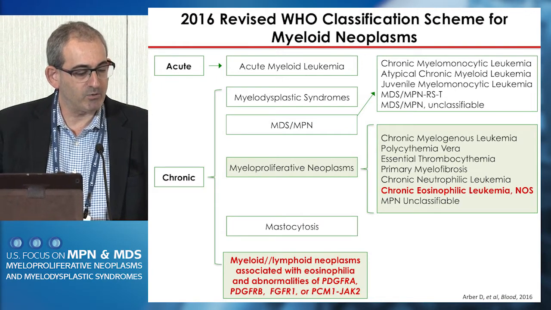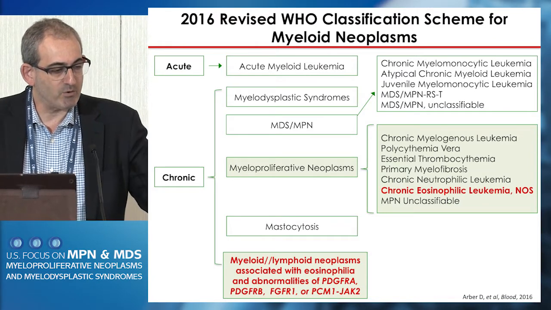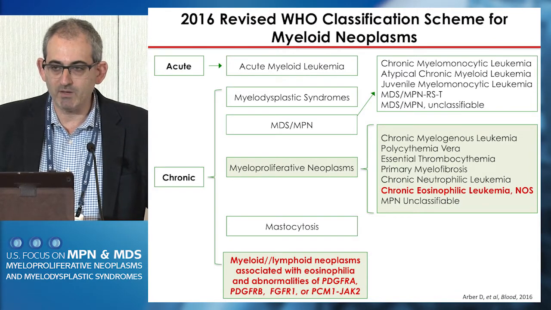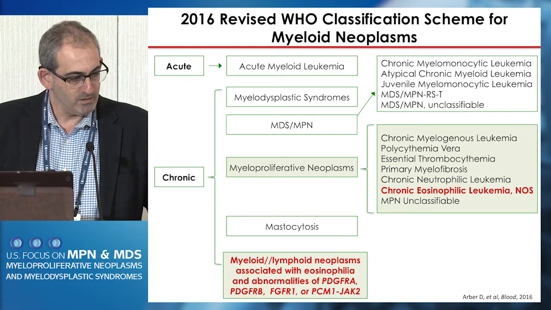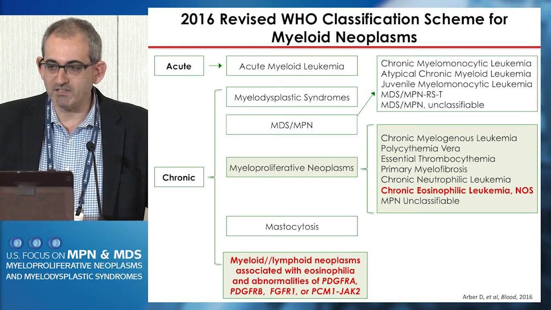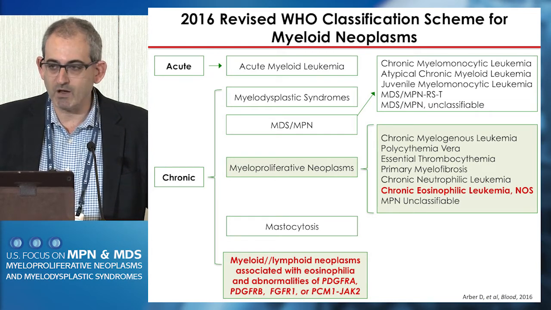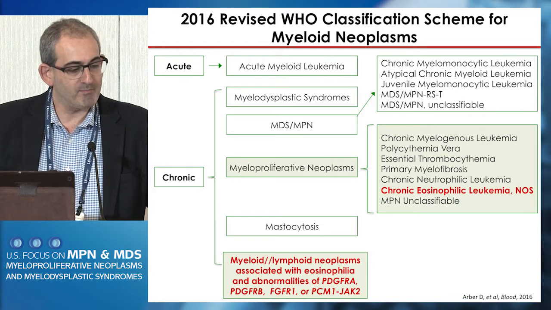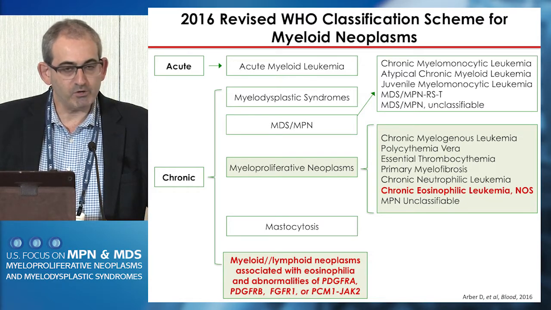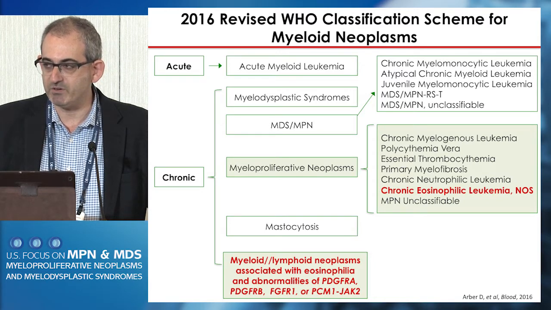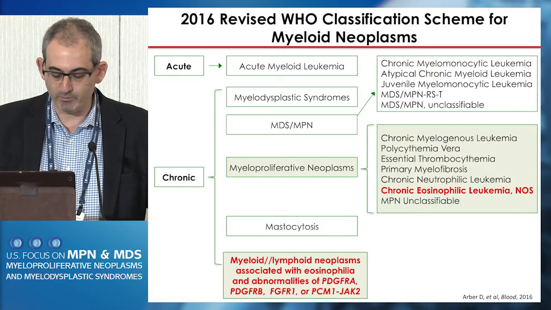And I've highlighted in green and red font the diseases that we're going to talk about today. First of all, chronic eosinophilic leukemia not otherwise specified. And then a laborious title of myeloid/lymphoid neoplasms associated with eosinophilia and abnormalities of platelet-derived growth factor receptor alpha, PDGFRB, fibroblast growth factor receptor 1, or PCM1-JAK2. And I'll also talk about WHO-defined myeloid neoplasms that are associated with eosinophilia, for example, such as MDS or mastocytosis, and also touch on hypereosinophilic syndrome.